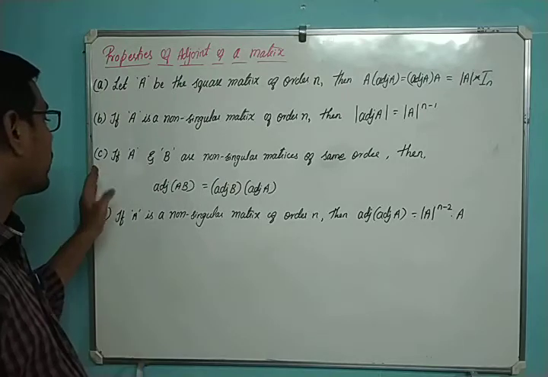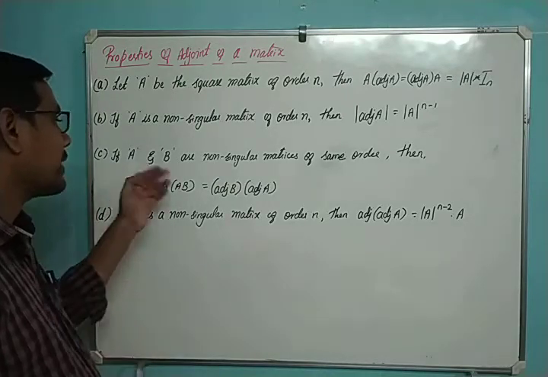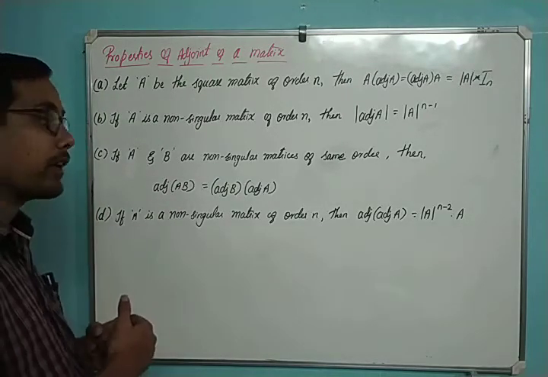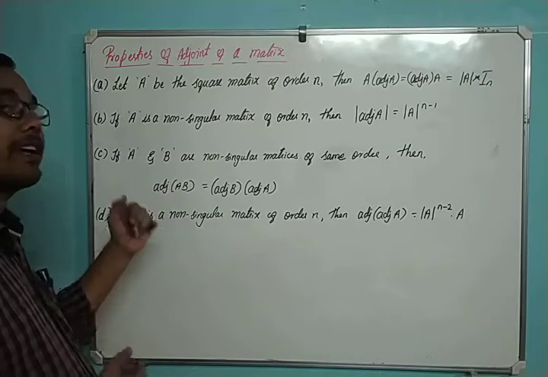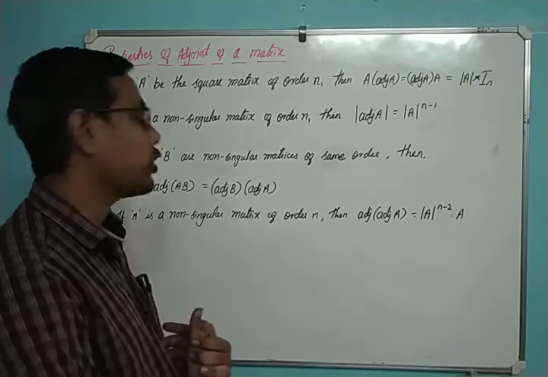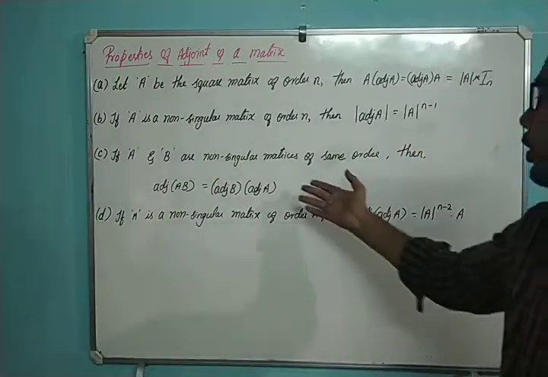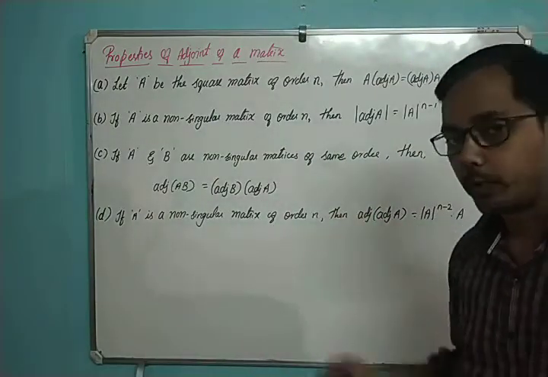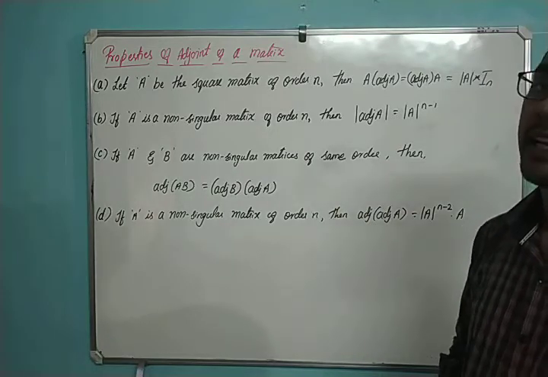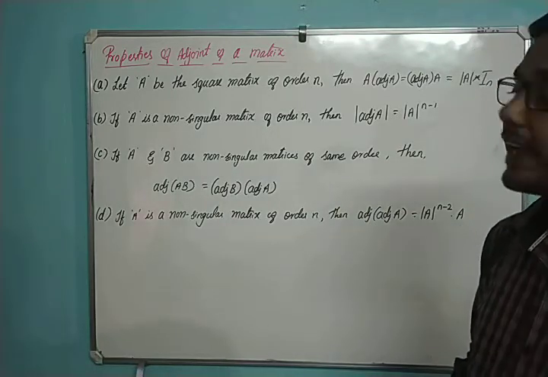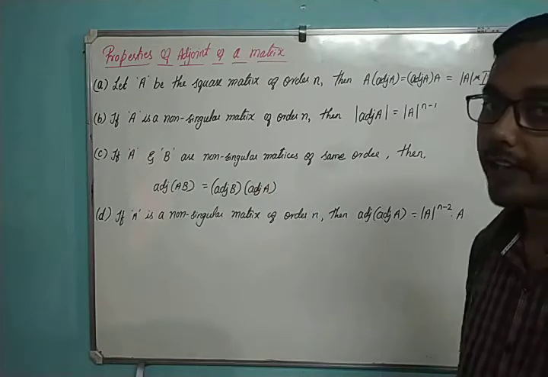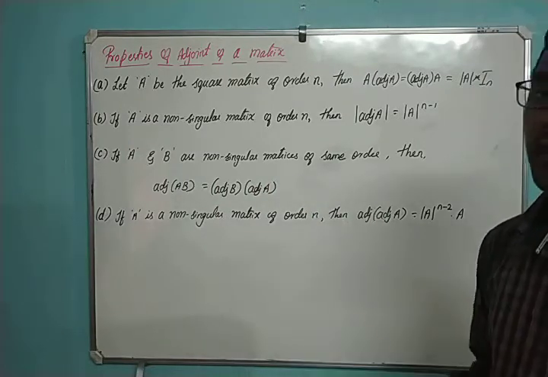The third one: if A and B are non-singular matrices of the same order, then adjoint of AB is equal to adjoint of B into adjoint of A, right? This is somewhat similar to the inverse property. A into B whole inverse is what? Inverse of B into inverse of A. Similarly, adjoint of A into B is adjoint of B into adjoint of A.